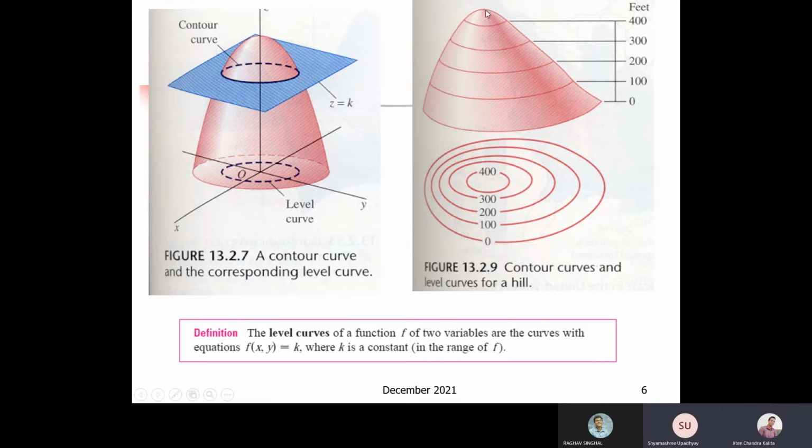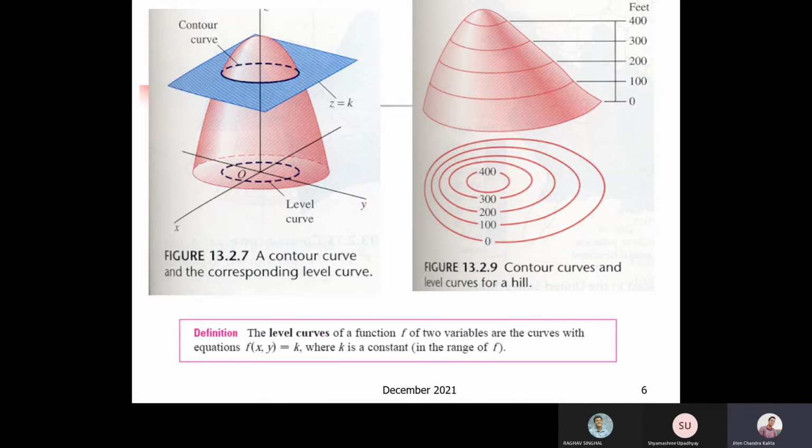Fine. If the peak point of the mountain is at a height of 450 feet, and if we consider a plane j equal to 500, then the j equal to 500 plane is never going to cut this mountain, isn't it? So that is why this part is very important. In the range of f, it is very, very important.